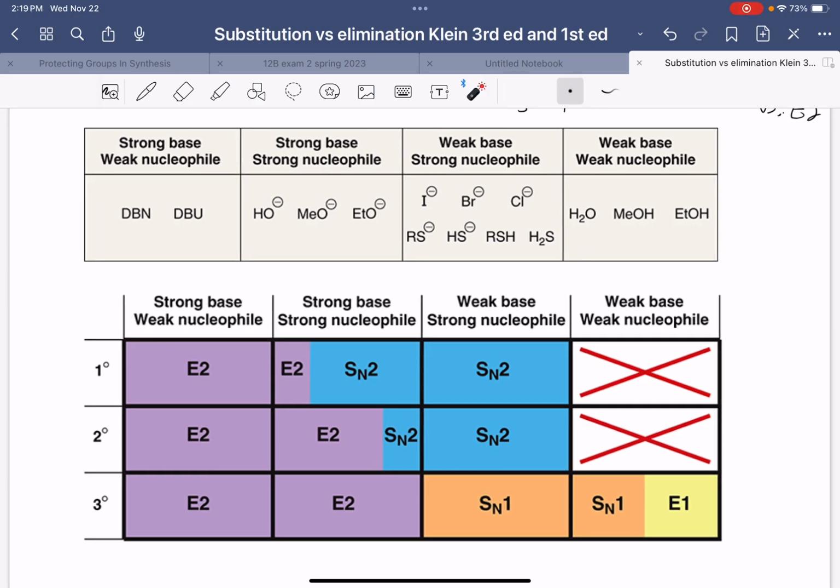So we have here in the first table just some examples of strong bases that are weak nucleophiles. These are our non-nucleophilic bases, so DBU, DBN. Talked about those a couple of lectures ago. Strong bases that are also strong nucleophiles: hydroxide, methoxide, ethoxide. Weak bases that are strong nucleophiles: the halogens, except for fluoride, RS minus, HS minus, RSH, H2S, and some weak bases that are also weak nucleophiles: H2O, methanol, ethanol. Now again, this list is not exhaustive.